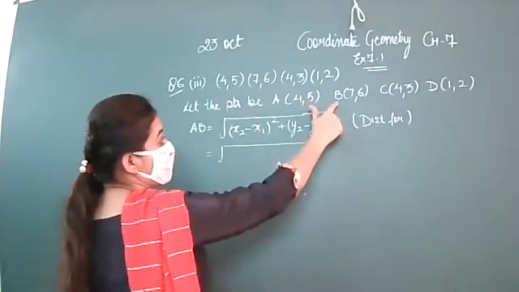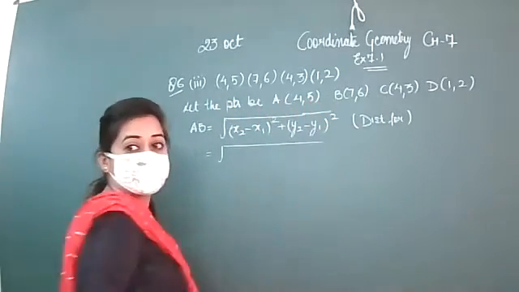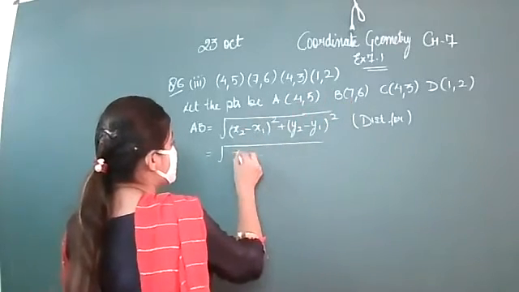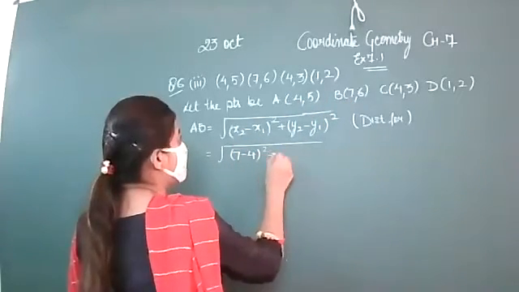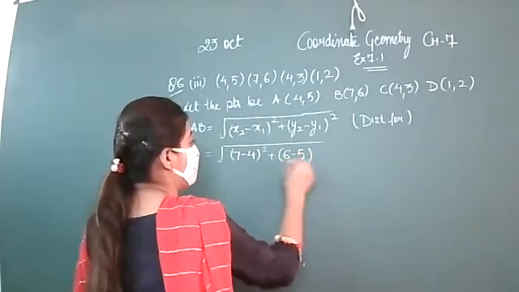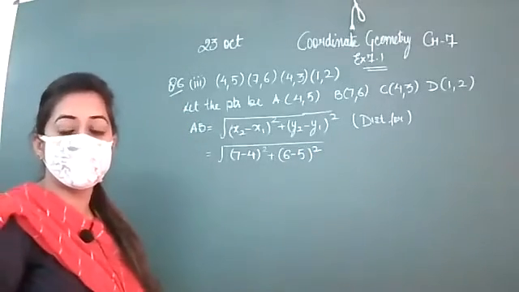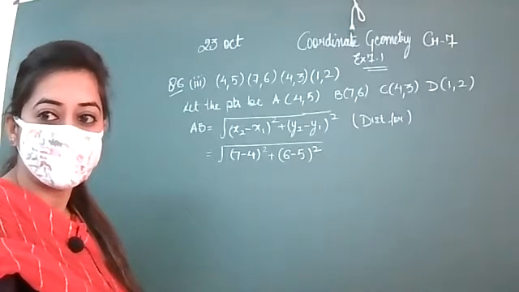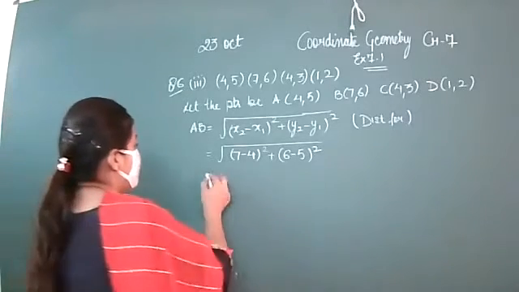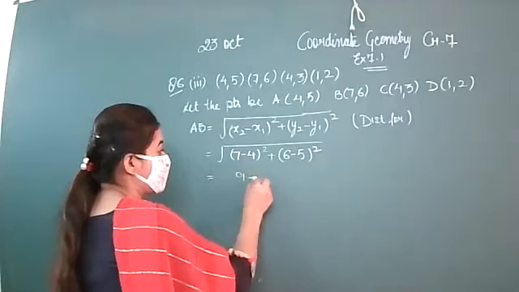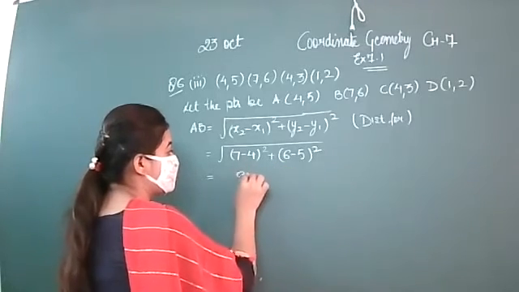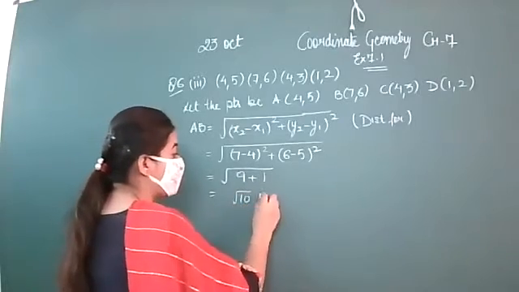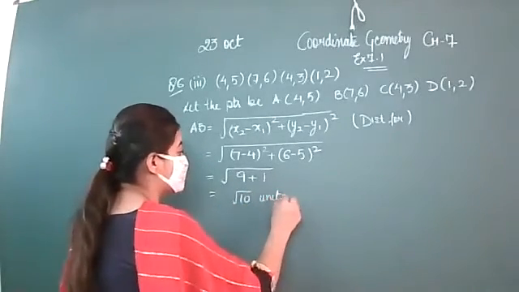Now, let's use this formula for finding AB. This is your A, this is your B, this is your x1, y1, this is your x2, y2. So, you will write (7 minus 4) whole square plus (6 minus 5) whole square. Any doubt, beta? So, solve this. What you will get? 3. 3 square is 9. 6 minus 5 is your 1 and 1 square is 1. This will give you root 10. It can't be solved further, so you will write root 10 units.